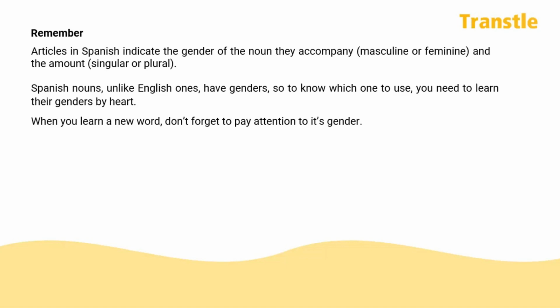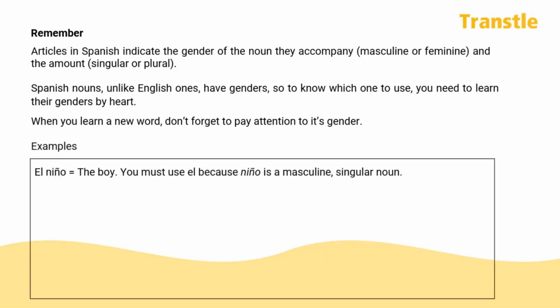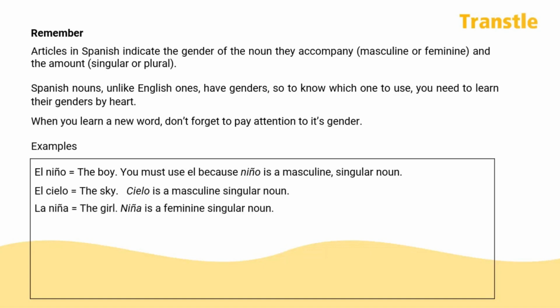Let's now see some examples with sentences containing the definite article. El niño. The boy. As explained in the chart, you must use el because niño is a masculine singular noun. El cielo. The sky is a masculine singular noun. La niña. The girl. Niña is a feminine singular noun. La flor amarilla. The yellow flower. Flor is a singular feminine noun.